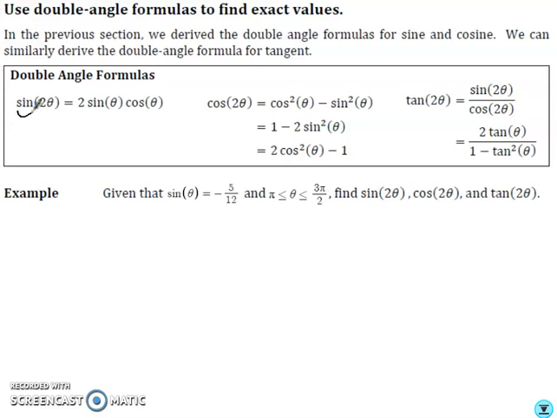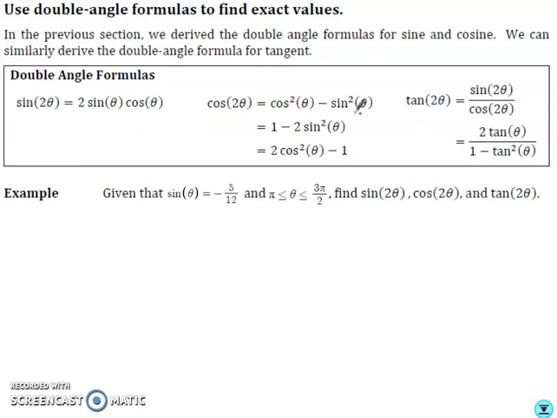For sine of twice my angle, I would have 2 times sine of the original angle times cosine of that angle. So for example, if I've got sine of 100 degrees, so that's 2 times 50, then it would be 2 times the sine of 50 degrees times the cosine of 50 degrees. So whatever angle we're doubling, we input that angle in for theta.